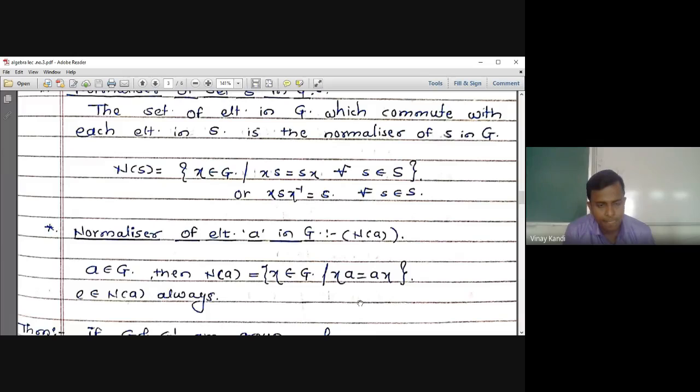Is there anyone else who can tell the answer? Tell me, which is bigger, N of S or N of a?